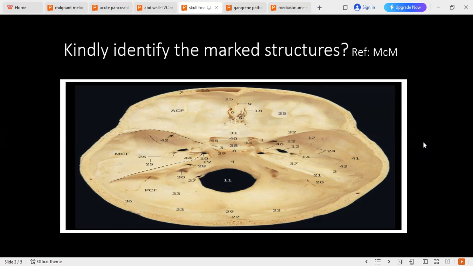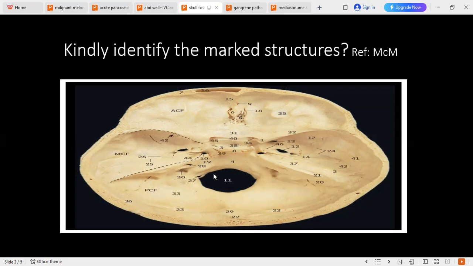Okay, please tell me what are the bones which form the posterior cranial fossa? Posterior cranial fossa is formed by temporal and occipital bone. Temporal, parietal, and occipital. You can see here in front of you, and you can imagine this is occipital, this is temporal, and then parietal as well. Okay.